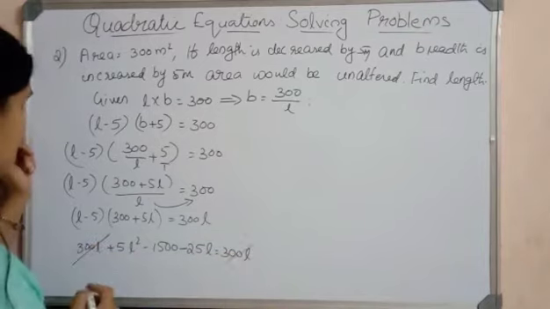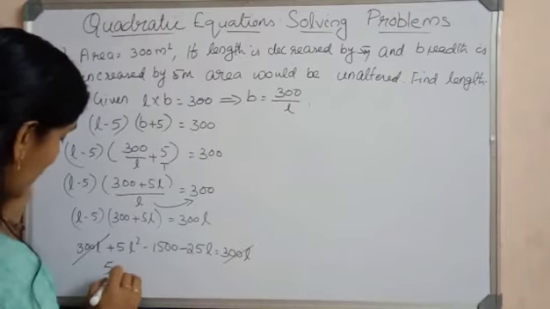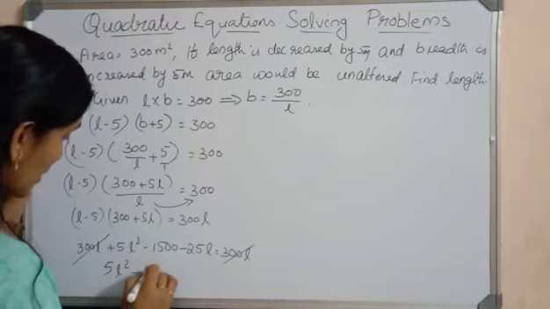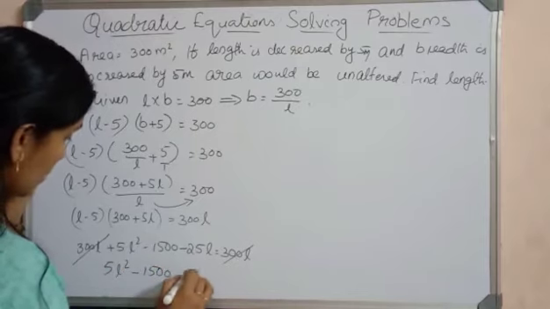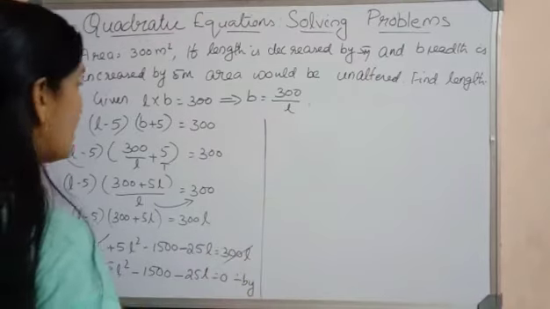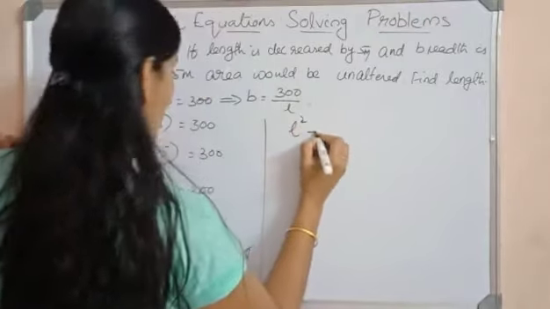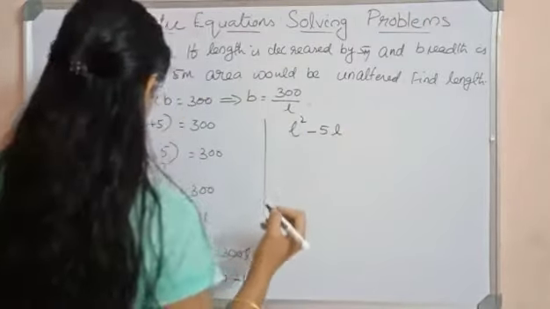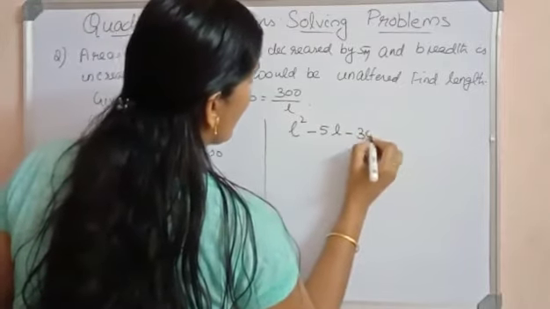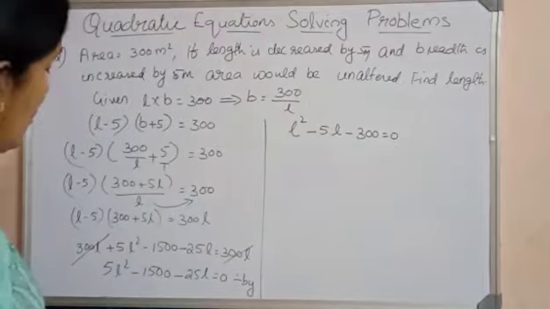Now cancelling same terms on both the sides. This will be 5L square minus 1,500 minus 25L is equal to 0. Dividing by 5, we'll get this as L square minus 5L minus 300 is equal to 0.